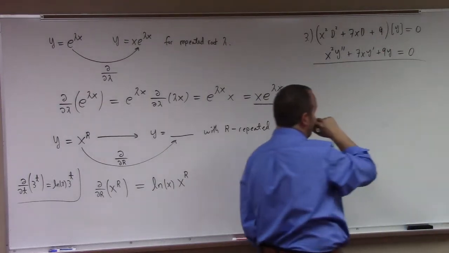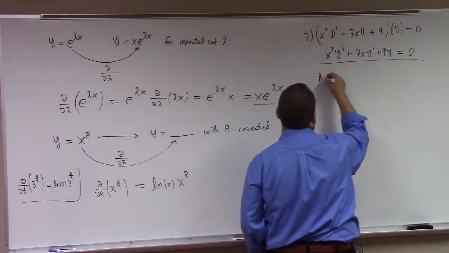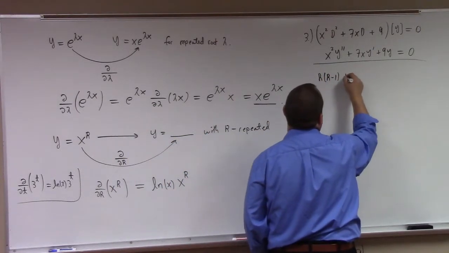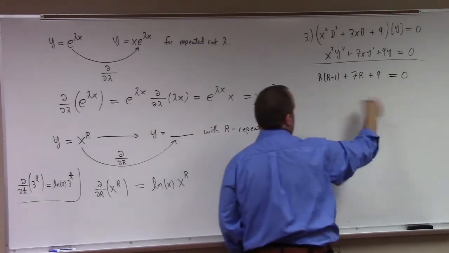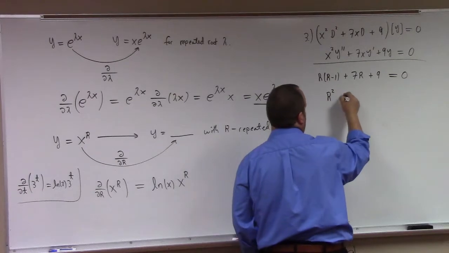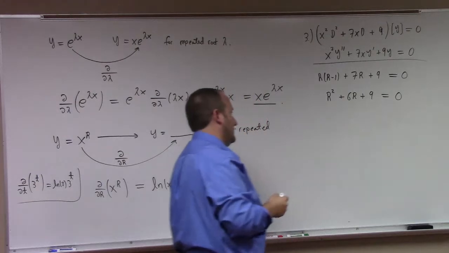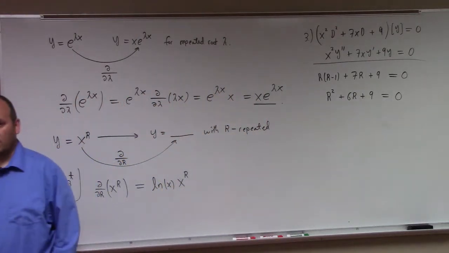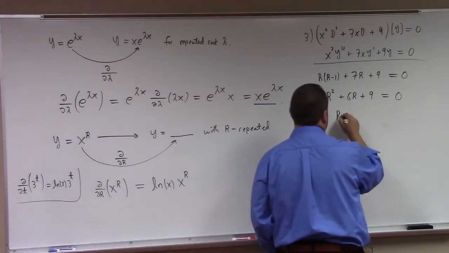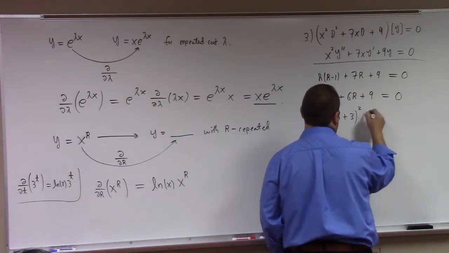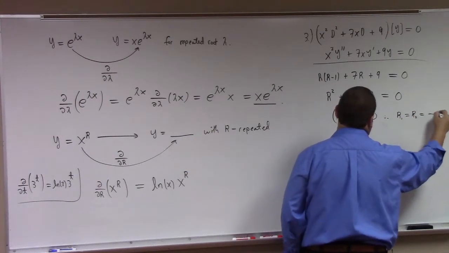So write down the characteristic equation. In this case it is r times r minus 1 plus 7r plus 9 equals 0. You do the math. You get r squared plus 6r plus 9. I did this on purpose. That's r plus 3 quantity squared, right? So therefore, r1 equals r2 equals minus 3.